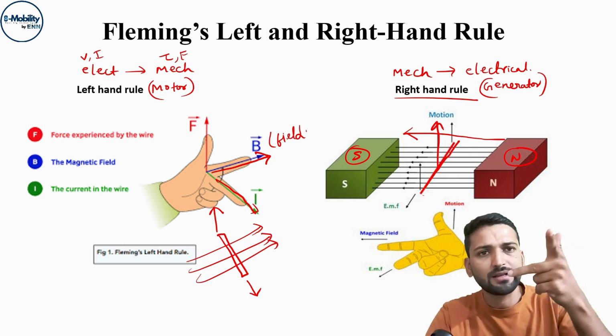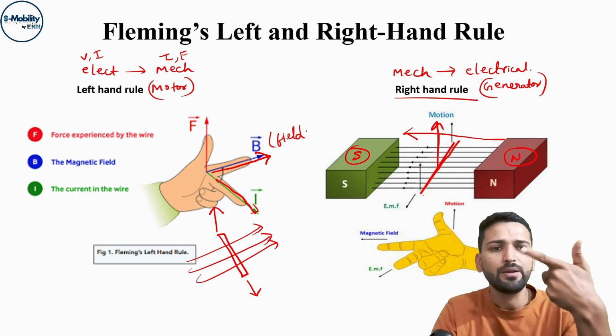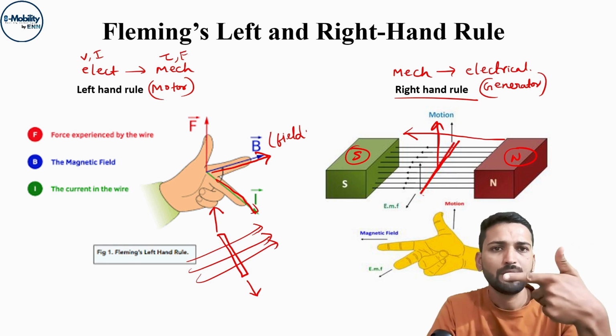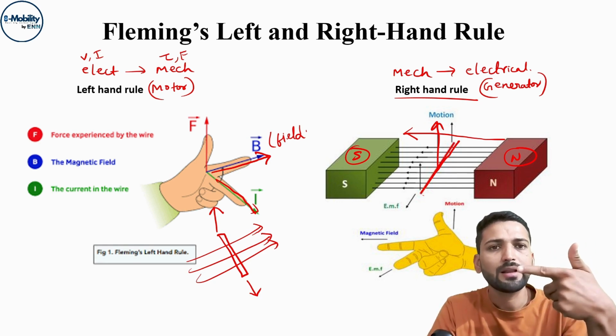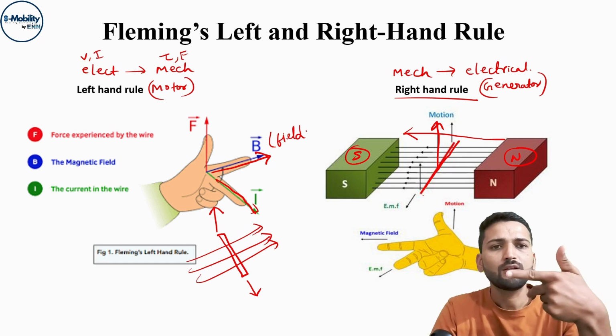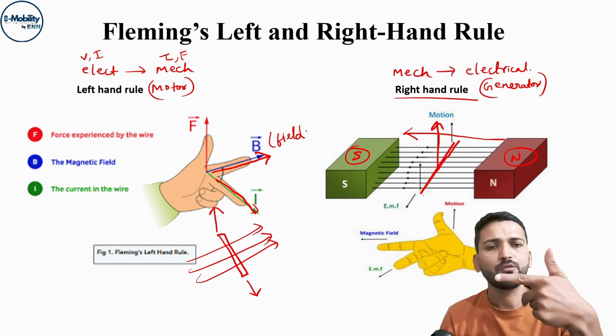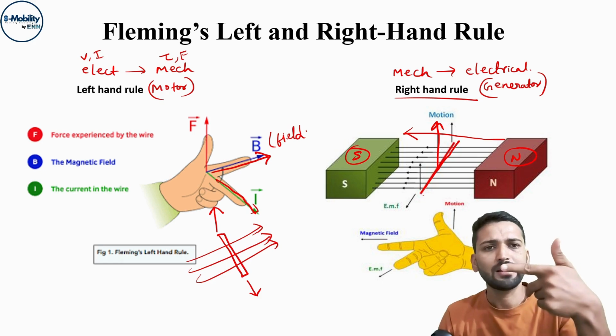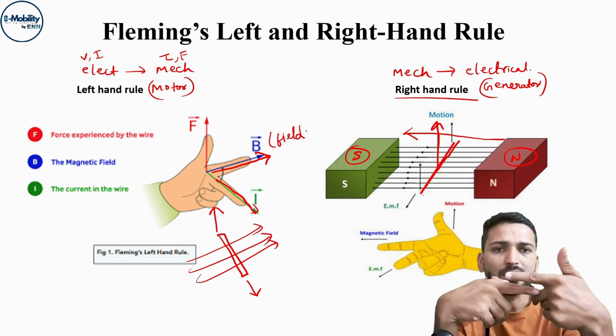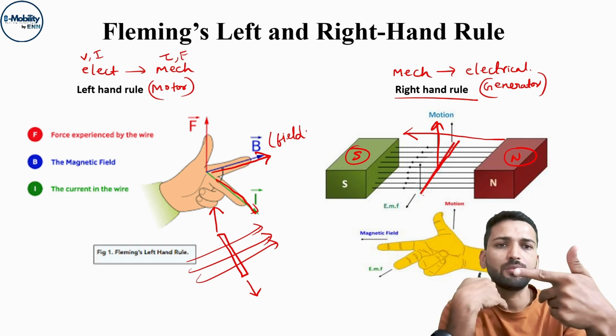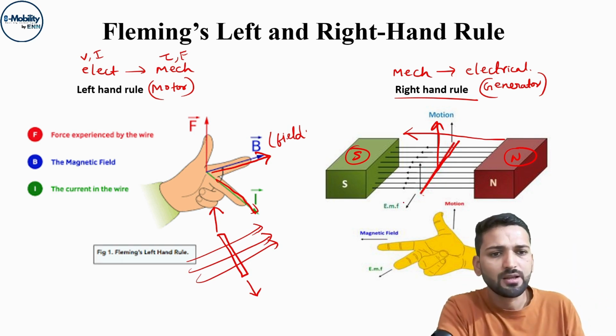So this index finger will be in the direction of B, or the direction of the flux. So the flux is going from north to south. Secondly, this thumb will be the direction of the motion or force. So if the force we have generated in the generator is like this and B is like this, then the direction of EMF or the direction of current is towards me. Okay, or this is the EMF direction.